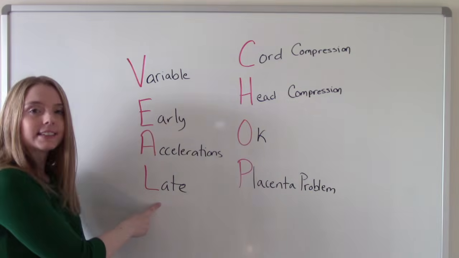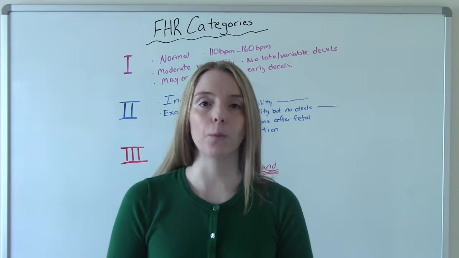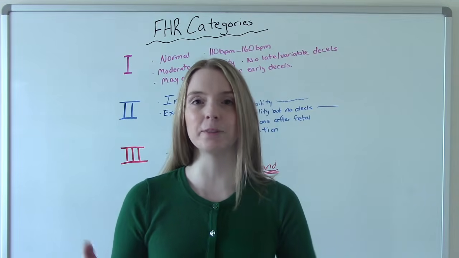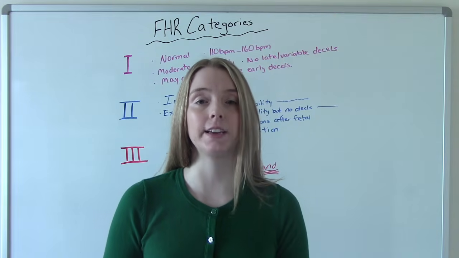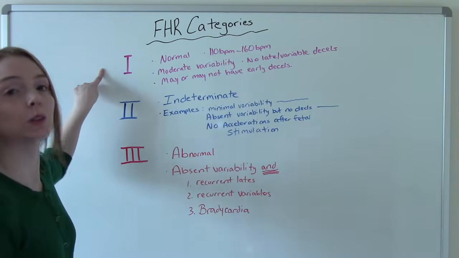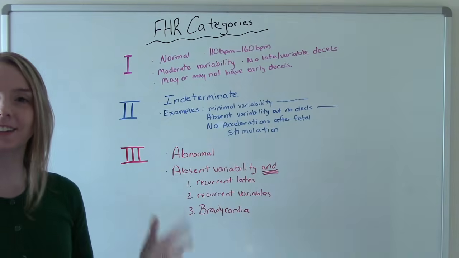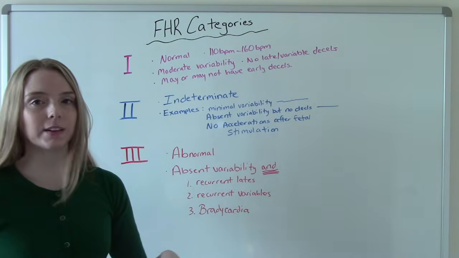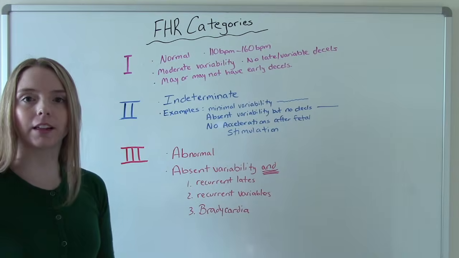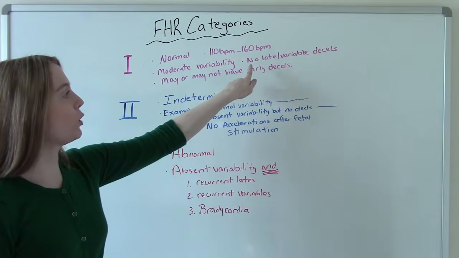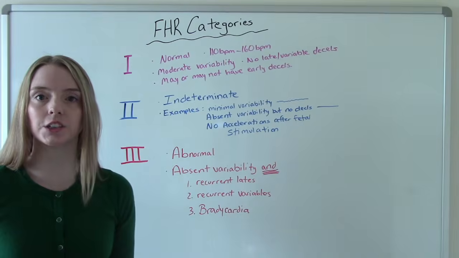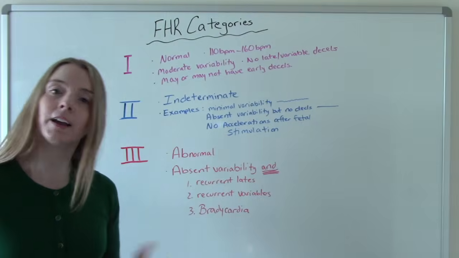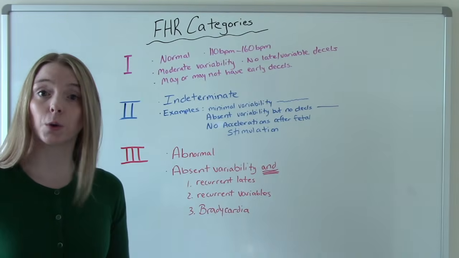It's causing late decelerations. The last thing I wanted to touch on were the fetal heart rate categories. So all fetal heart rates, good, bad, and in between, can be broken up into 3 different categories. So the first one is normal. So that's the good ones. So in a normal category, baby has to be between 110 and 160. Moderate variability, so good squiggles. No late or variable decelerations present. And they may or may not have early decelerations. If they don't have them, that's fine. If they do have them, that's fine too, because they're normal.